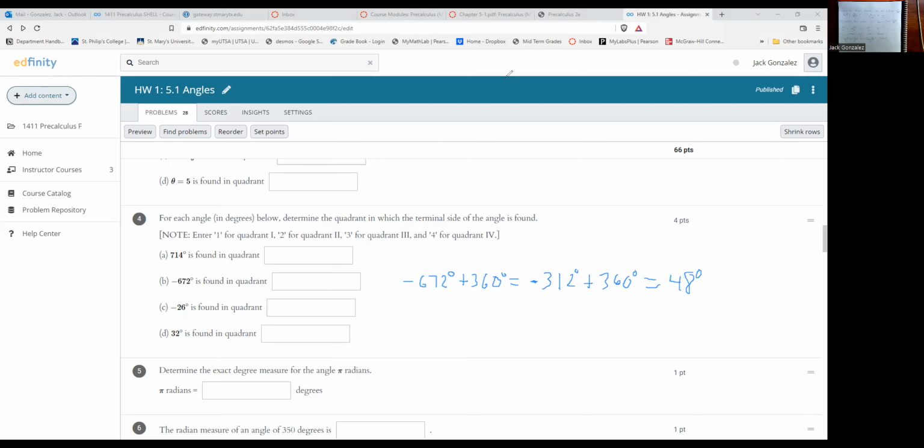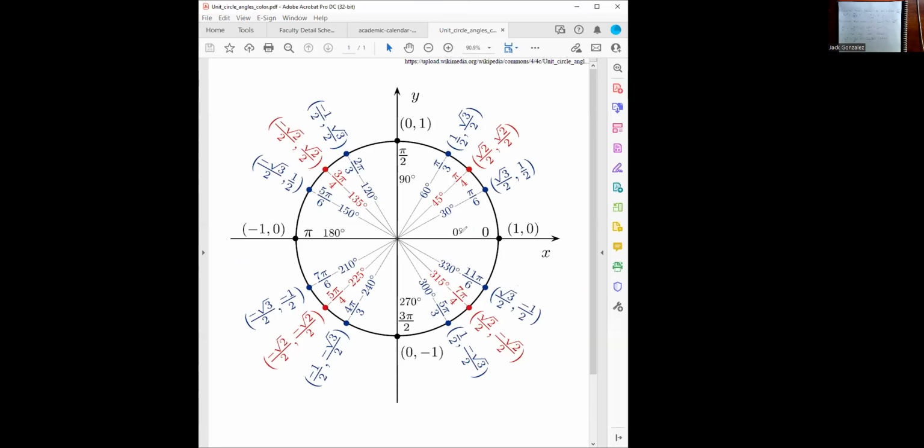It's the same thing. So look at your circle that I sent you. 48 would be right here, or you can go negative. But either way, the answer would be quadrant.